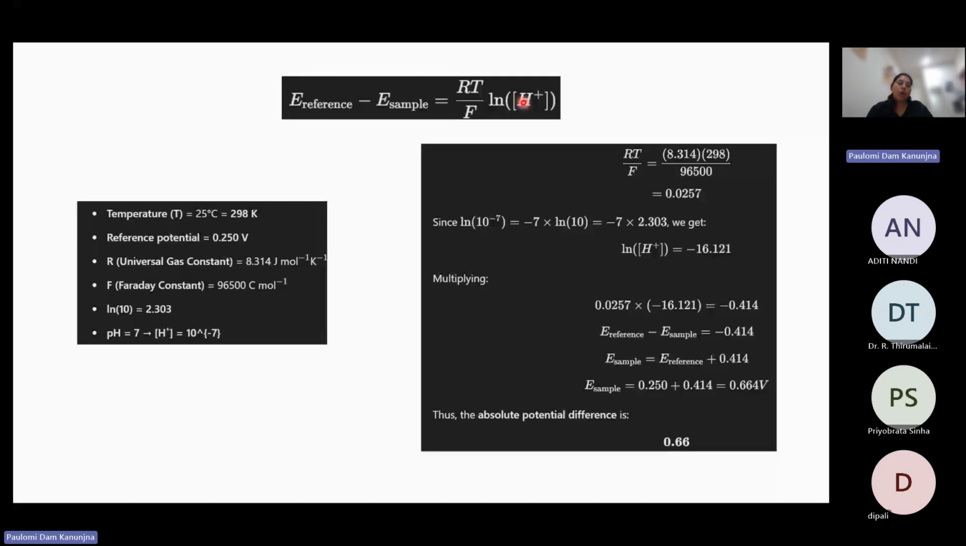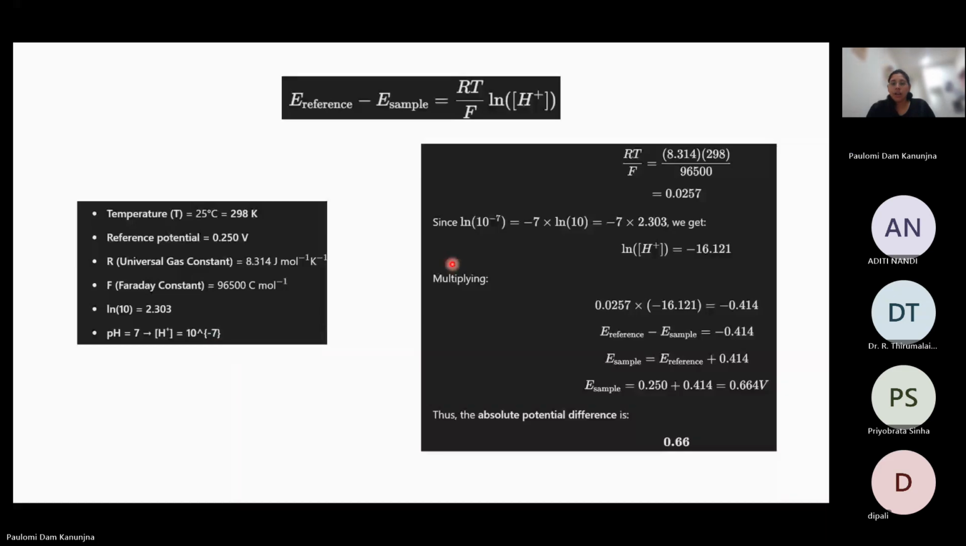On the left, you have all the values that are given here. The temperature, in Kelvin, you should take. So it's in Kelvin here. Reference potential as it is. R as it is because it's a constant. F, the Faraday constant, is a constant. Ln 10 is already given to you. That's why that information is incorporated here. And pH is 7 is given to you. So pH 7 means H plus is 10 to the power minus 7. This much you should remember. This much already someone had put in the chat box.